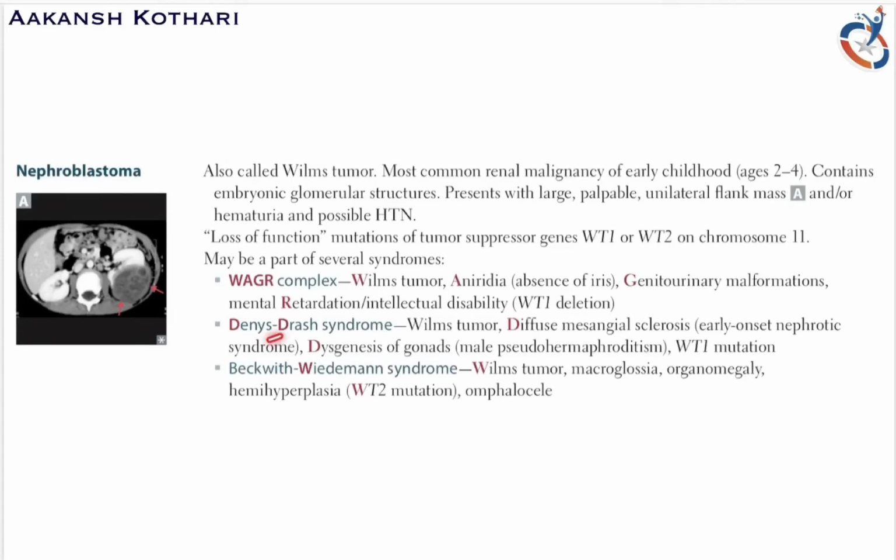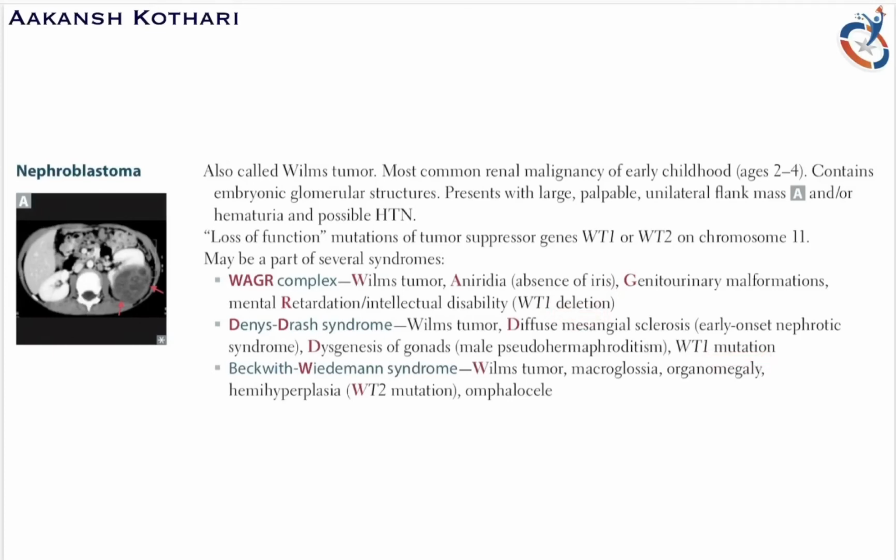I'll again repeat about Denys-Drash syndrome. It is presented with Wilms tumor, diffuse mesangial sclerosis, and dysgenesis of gonads. If there is dysgenesis of gonads in a male, it can be presented with pseudohermaphroditism, and hence it can lead to Denys-Drash syndrome. It is primarily caused by WT1 mutation. WAGR complex is presented with WT1 deletion. Please mark this. This is deletion and this is mutation.